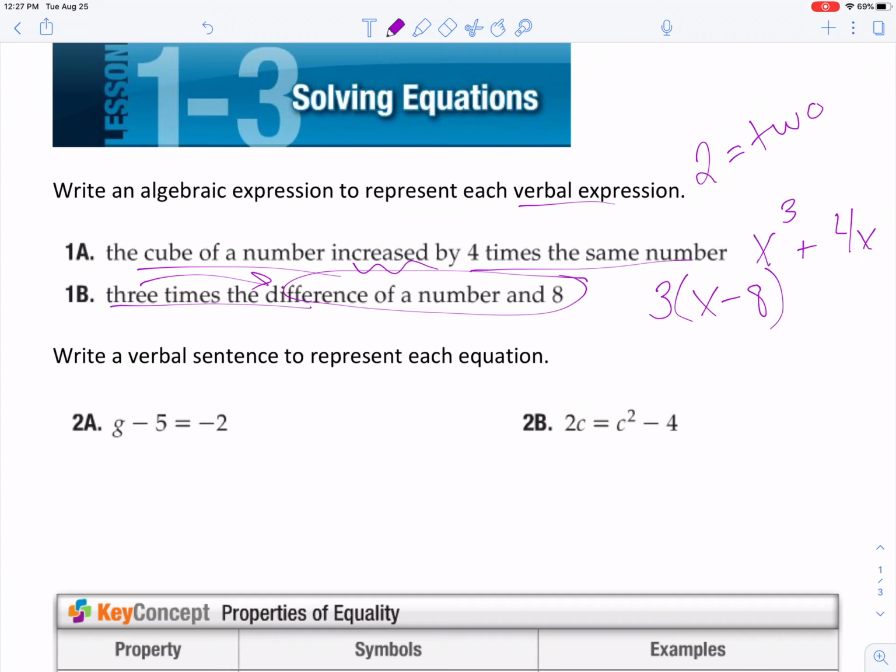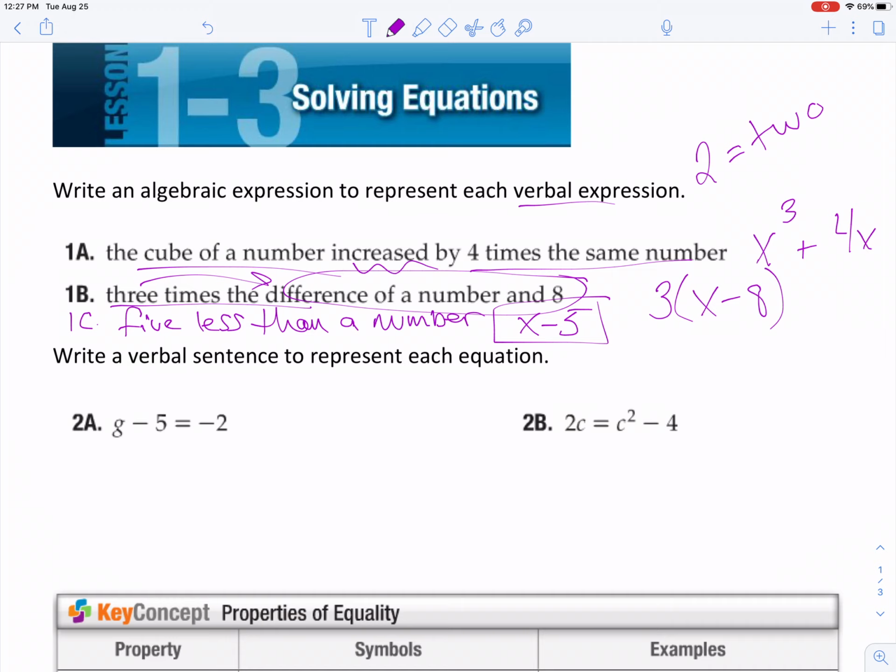One weird one that they might do to you, I'll call this 1c, will be like 5 less than, we'll say, a number. In that case, it's 5 less than some variable. It's actually kind of written backwards. It should be x minus 5. You might see one of those on Delta Math, so I just wanted to warn you about that one.